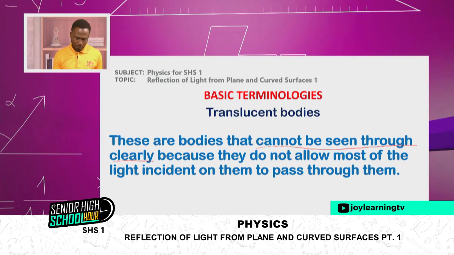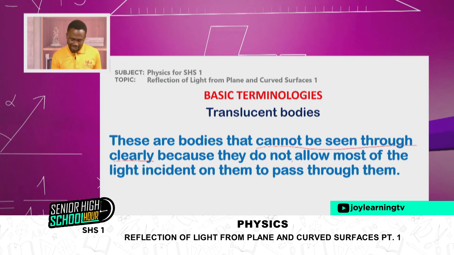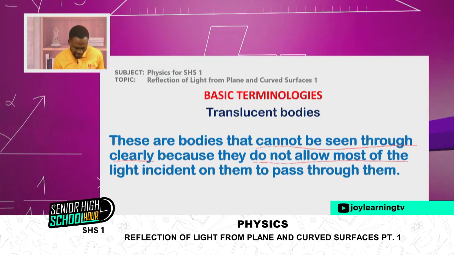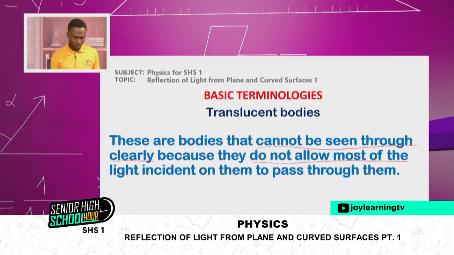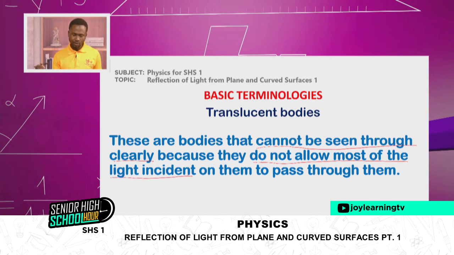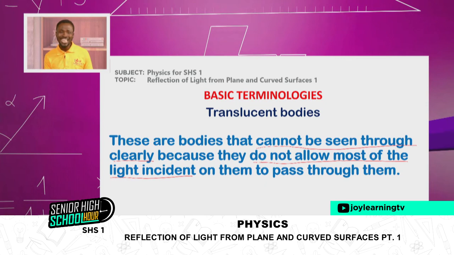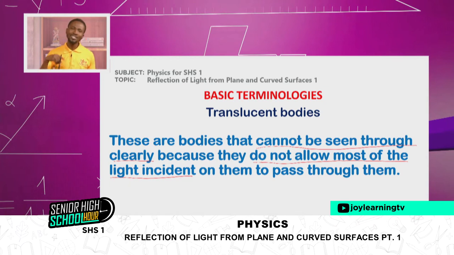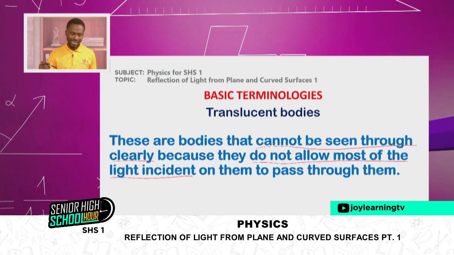Why is this so? It is because these bodies do not allow most of the light incident on them to pass through them. You have the light incident on them, but they allow just a little amount of that light to pass through them. Therefore, whatever you see through is not that clear.